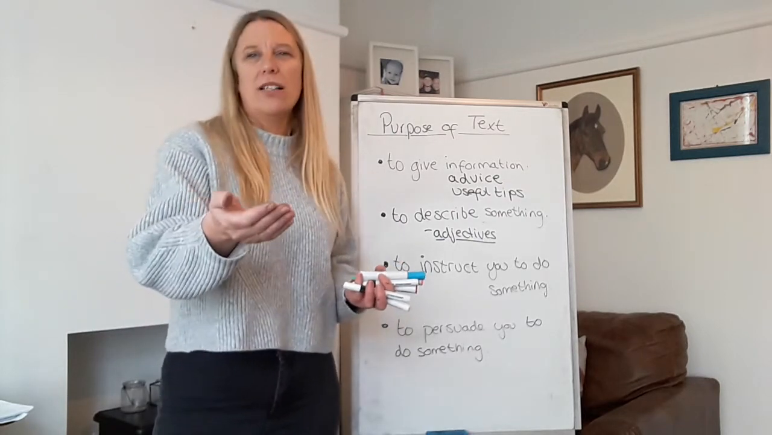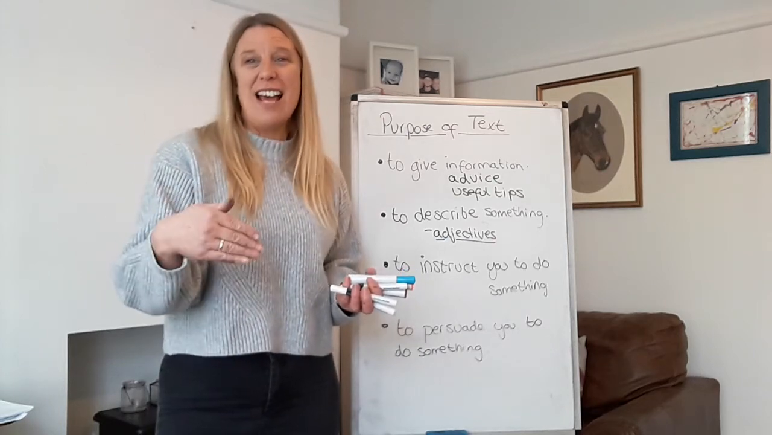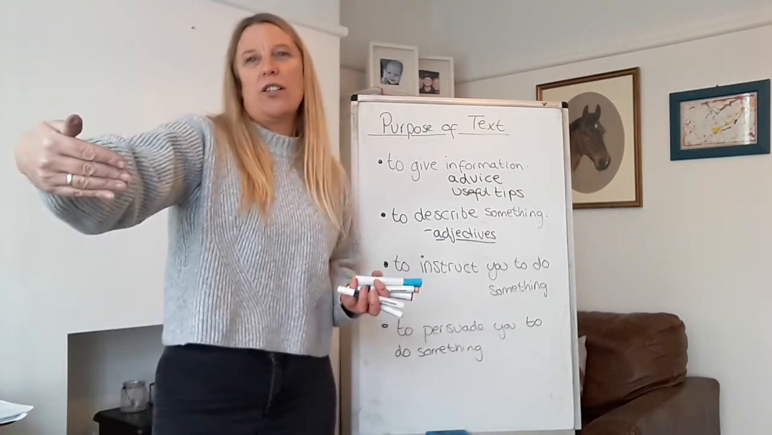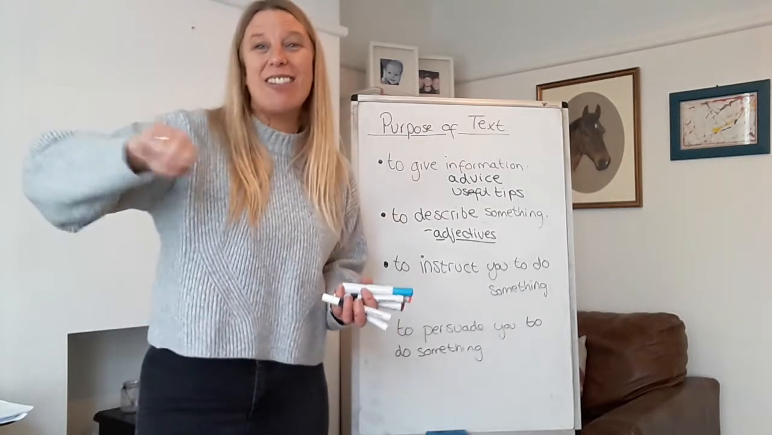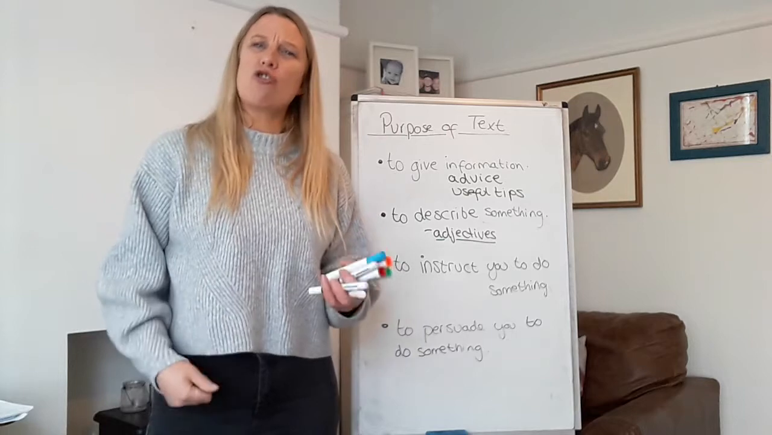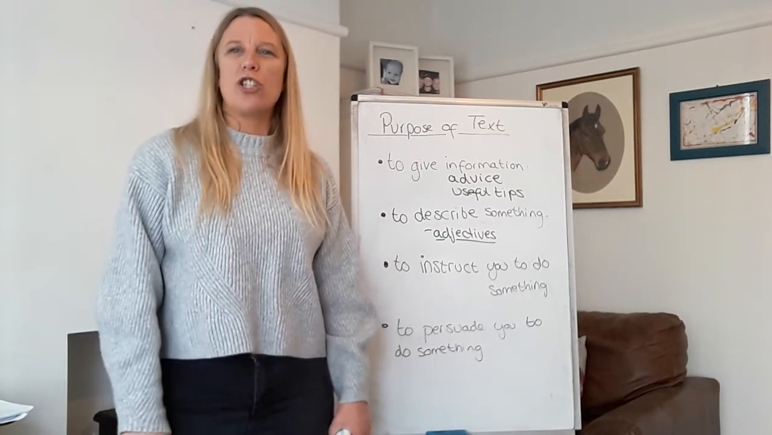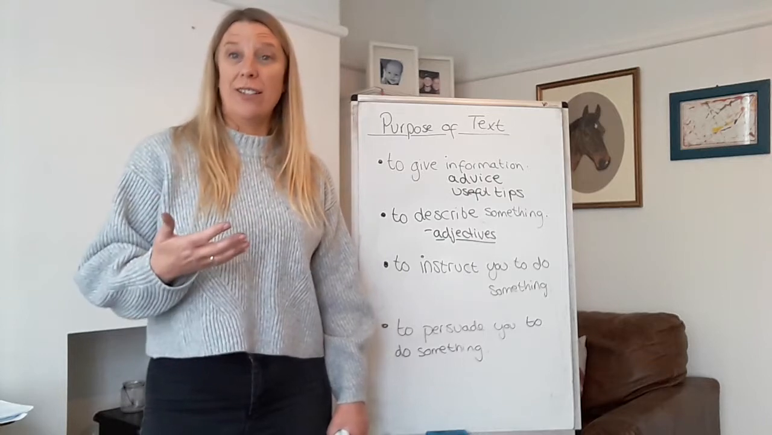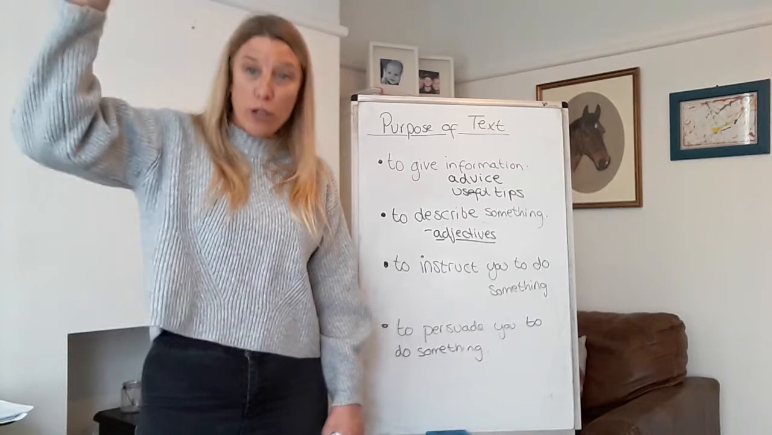How to get somewhere. Go down the road for 100 yards, turn right, turn left, go over the traffic light or through the traffic lights, go round the roundabout, take the last exit. This is instructions. It's telling you what to do. Sometimes we tell people what to do, like children. We tell them what to do. Be quiet. Go to bed.